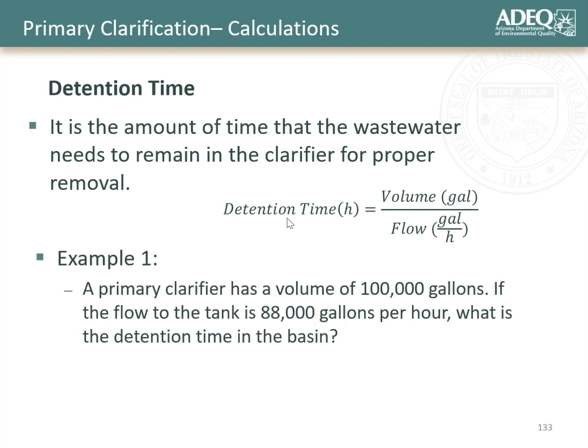So let's walk through an example problem where we're solving for the detention time. You have a primary clarifier that has a volume of 100,000 gallons. If the flow of the tank is 88,000 gallons per hour, what is the detention time? Under this scenario, the detention time is equal to 100,000 gallons divided by 88,000 gallons per hour, which gives us 1.14 hours. That's how you calculate the detention time of a clarifier.